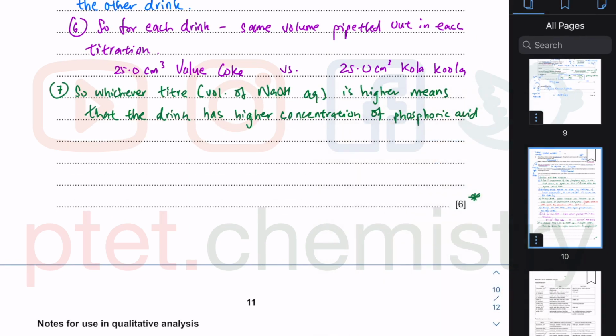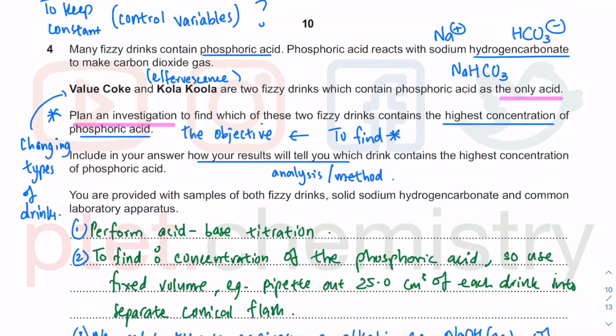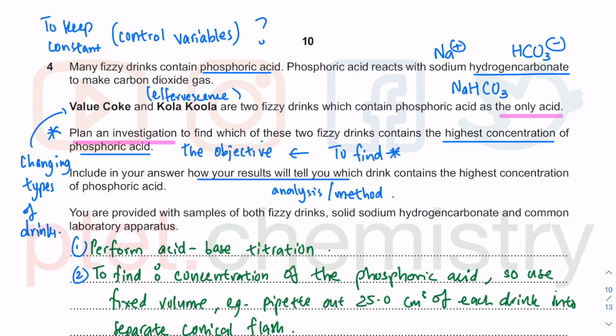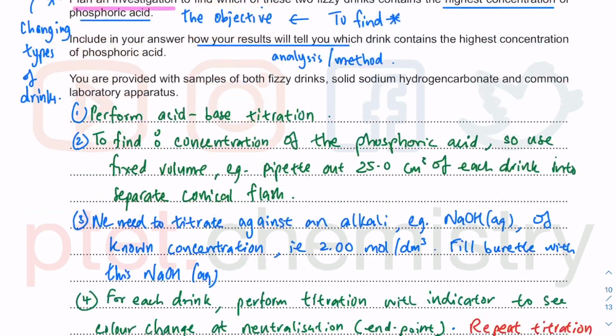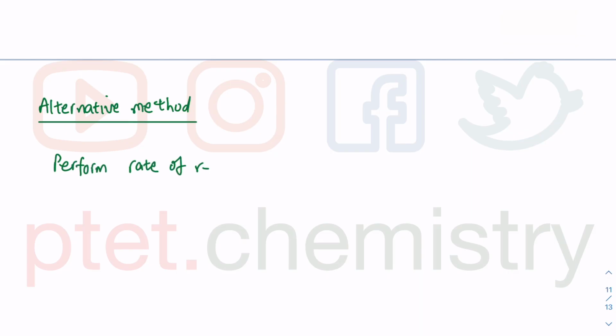This question is about the reaction between a carbonate or a hydrogen carbonate and an acid. We are producing a gas. So whichever drink contains a higher concentration of acid should react to give you more carbon dioxide. So this is an alternative method. We could perform a rate of reaction experiment, which means measuring the volume of gas.